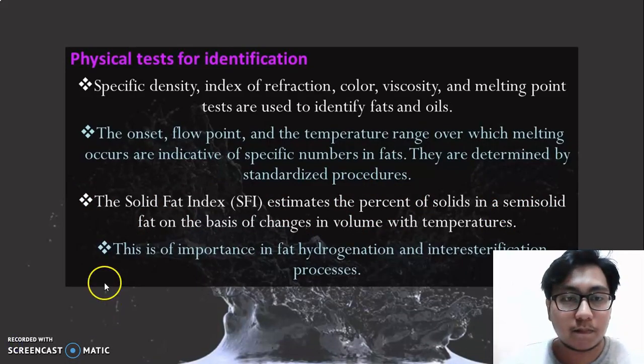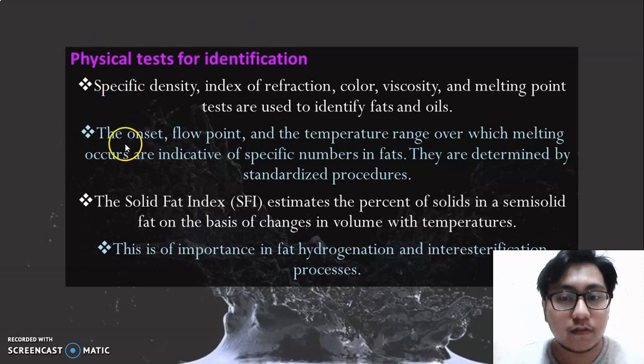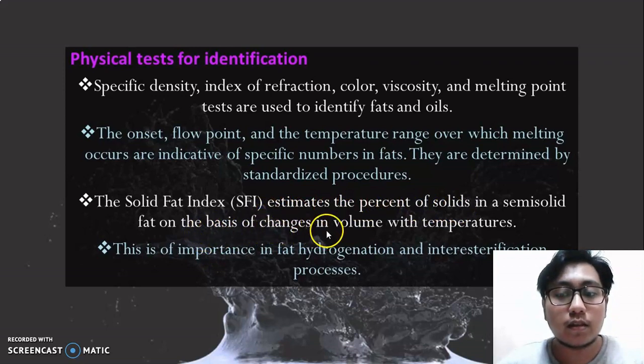Alright. So next is physical test. You can pretty much read it yourself, it is self-explanatory. The most important thing is the solid fat index, or SFI, which can be used to estimate the percent of semi-solid fat on the basis of change in volume with temperature. Which is very important in fat hydrogenation and interesterification process, which you have learned in previous topics.